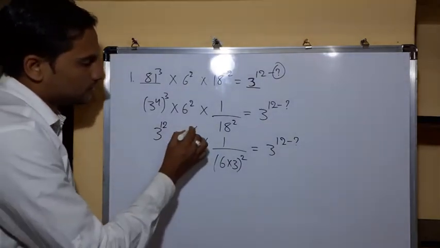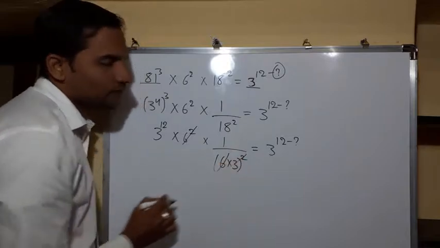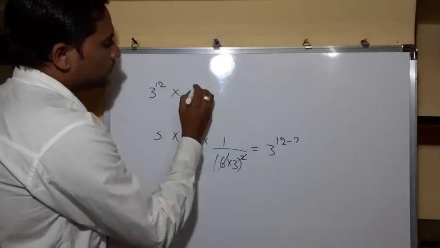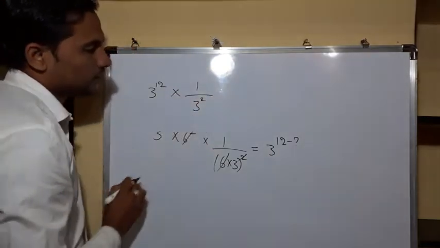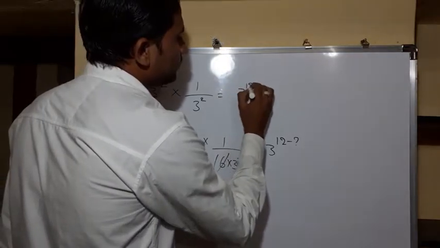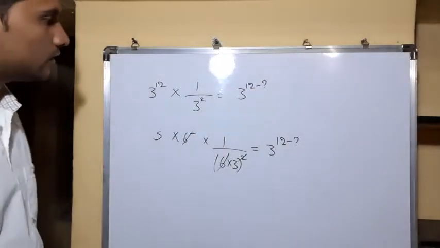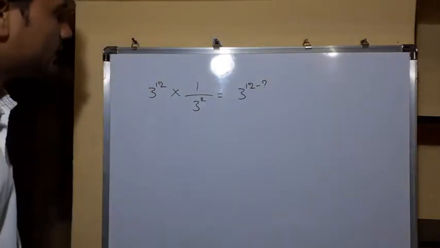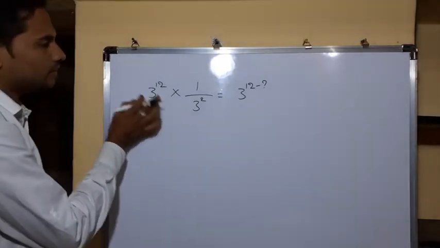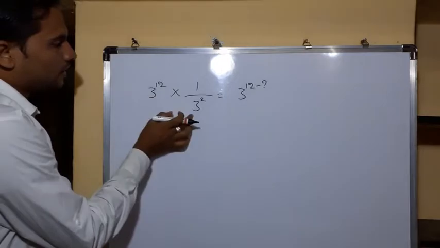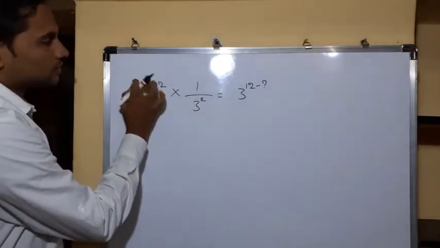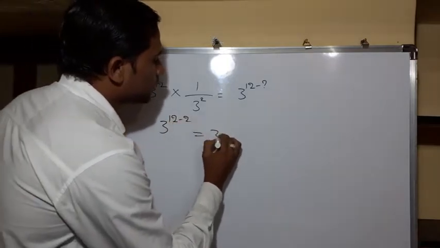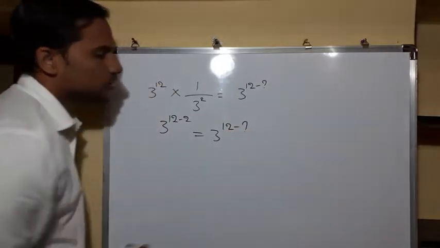Now friends, this 6 square and this 6 square will get cancelled. Now what is left? 3 raised to 12 into 1 by 3 square is equal to 3 raised to 12 minus question mark. Now apply the law of division, friends. What the law of division says: a raised to m divided by a raised to n, we can write as a raised to m minus n. The bases are common, so subtract the powers. So 3 raised to 12 minus 2 is equal to 3 raised to 12 minus question mark.